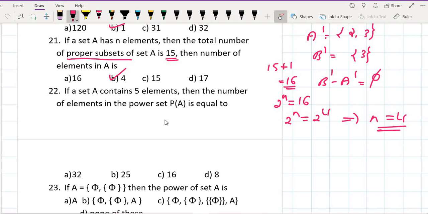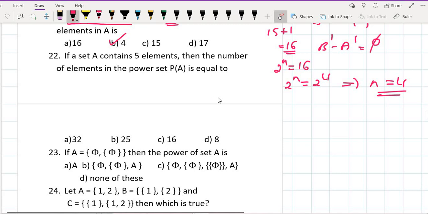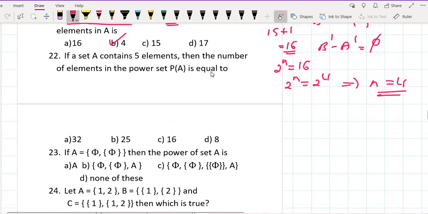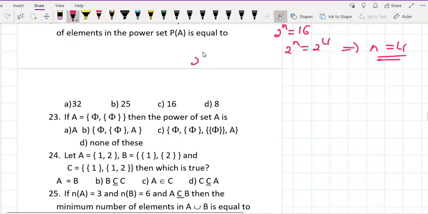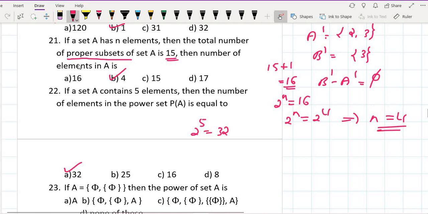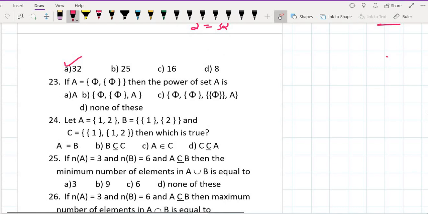Consider question number 22. If a set A contains 5 elements, what is the number of elements in the power set P of A? That is the question. How many elements are there in A? 5 elements. How many subsets can we form? 2 to the power 5, that is 32. So, how many elements in the power set now? That is 32, the number of subsets only. So, option A is the correct answer. The number of elements in the power set is always the number of subsets only, that is 32 now.